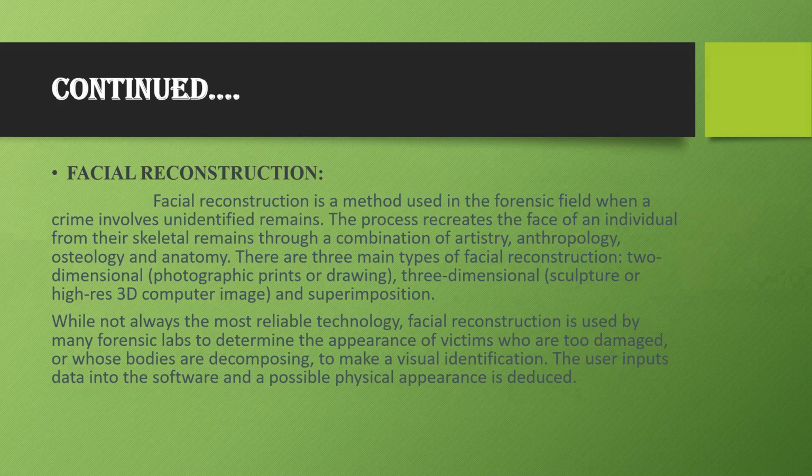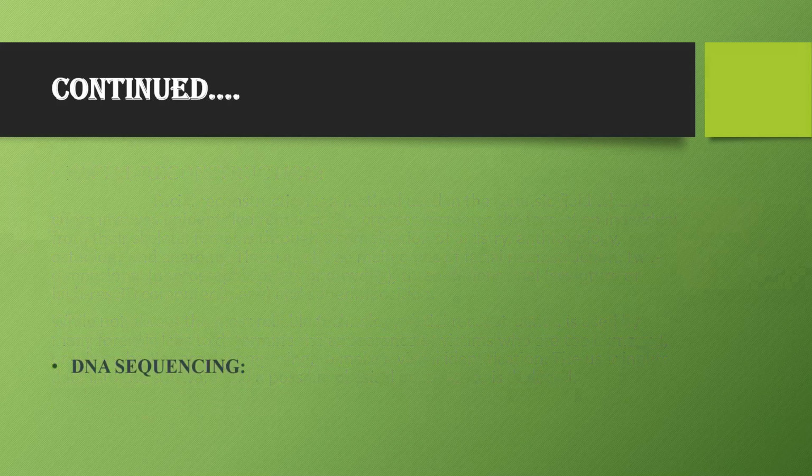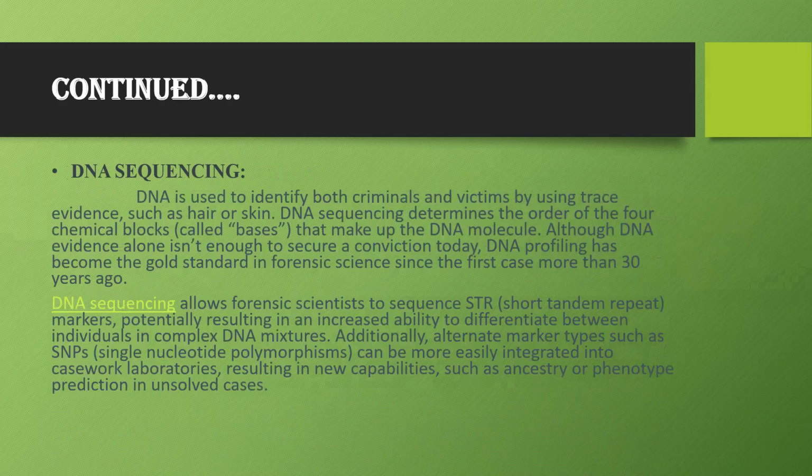computer image, and superimposition. While not always the most reliable technology, facial reconstruction is used by many forensic labs to determine the appearance of victims who are too damaged or whose bodies are decomposing to make a visual identification. The user inputs data into the software and a possible physical appearance is deduced. Next one is DNA sequencing.